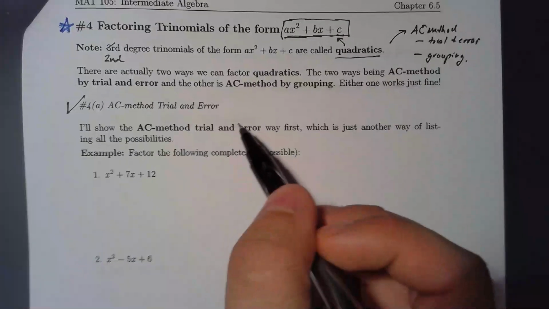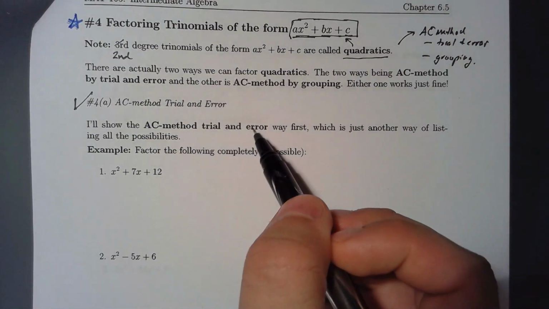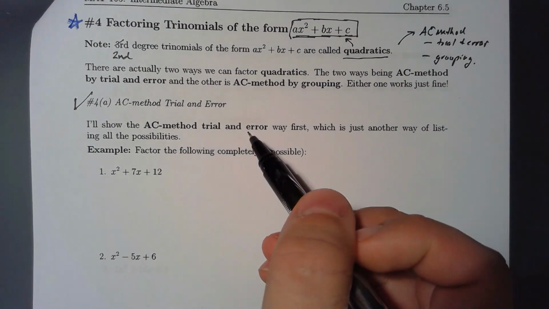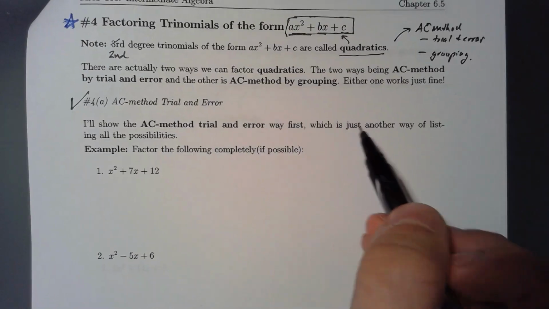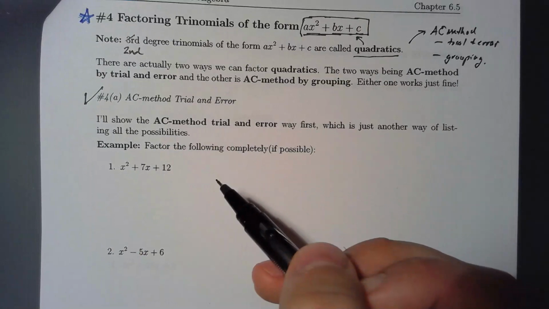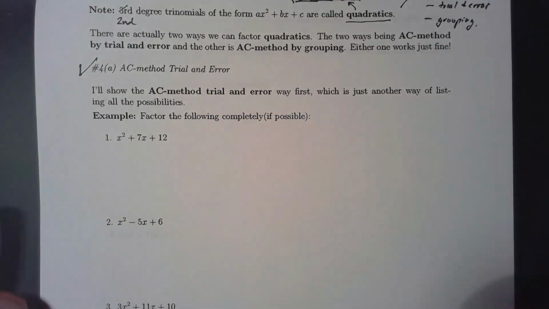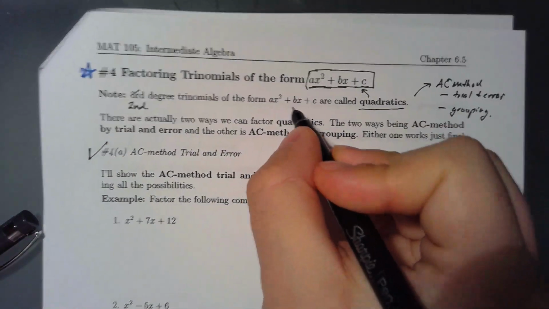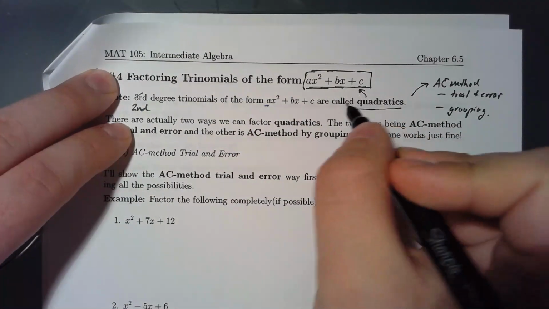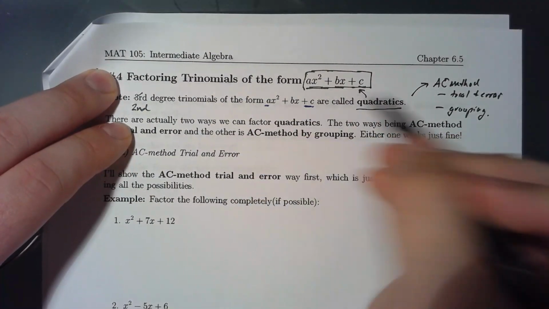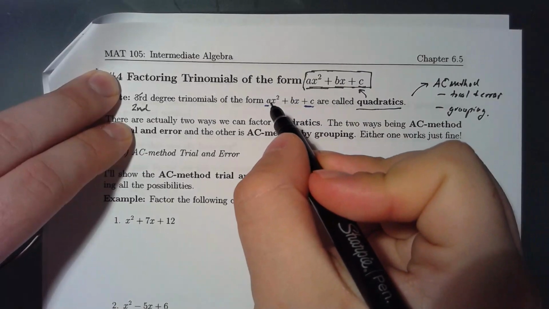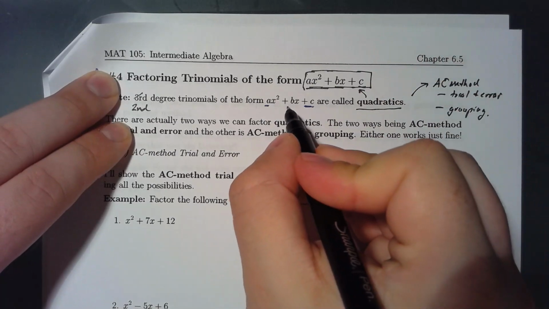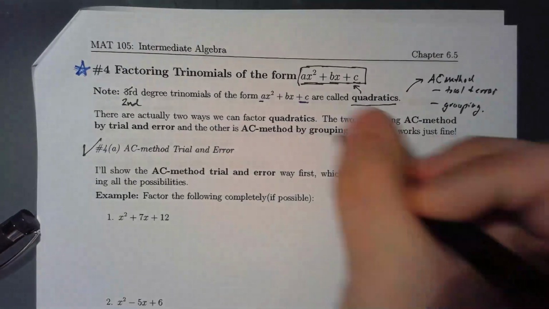And basically, and this is literally the name of the method, it's called trial and error. The reason it's called trial and error is because we're literally listing all the possible factors of a given quadratic. So why is it called the AC method? Well, it has to deal with these values right here. It has to deal with the leading coefficient A and the constant C in the quadratic. So these numbers in the quadratic give us the possible factors that will give us B. And that's what the AC method is.